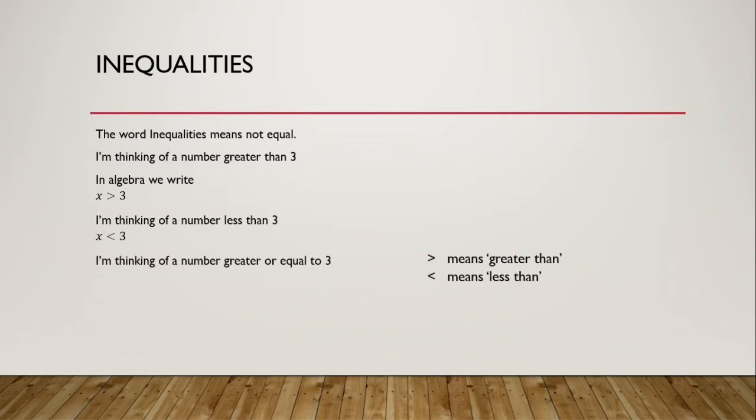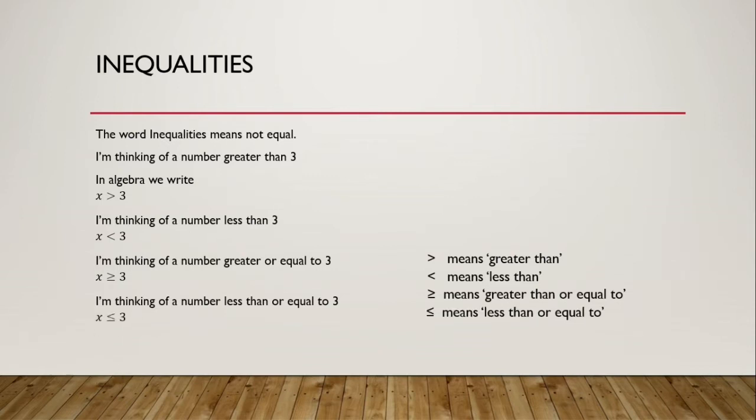I'm thinking of a number greater than or equal to 3. How would I write that down? So it would be x is greater than or equal to 3. So that's also an inequality. It's not equal to each other, it's greater than or equal to. Please make a note of that. And a final one, I'm thinking of a number less than or equal to 3. So x is less than or equal to 3. That is the sign. Please pause the video and copy down these examples and press play when you're ready to carry on.